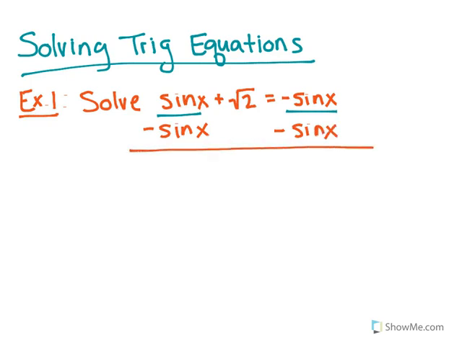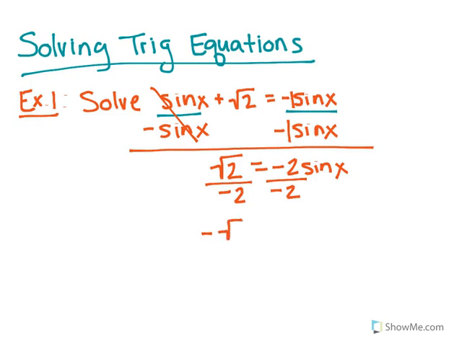And when I do that, these are going to cancel. I'm left with root 2 equals negative 2 sine x. So remember that this is a negative 1 sine x and this is a negative 1 sine x. And when you add them together, you get negative 2. So we want to get sine x by itself, which means I'm going to have to divide out this negative 2. So I'm going to do that to this side as well, which means I have negative root 2 over 2 is equal to sine x.